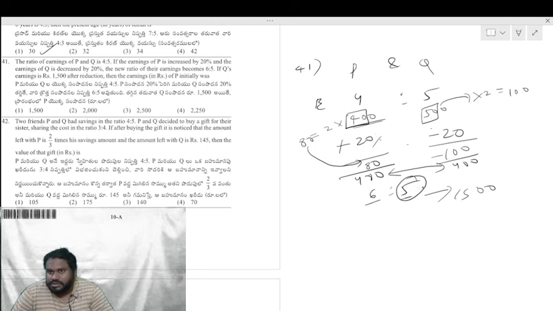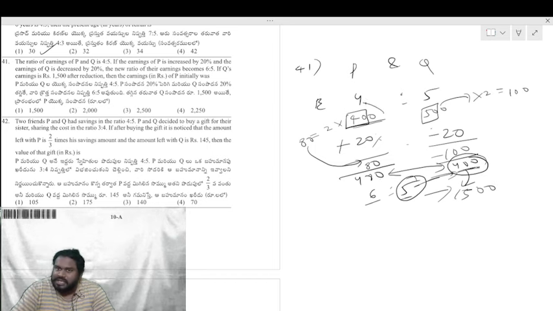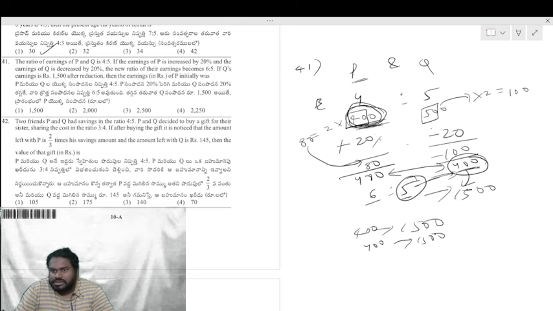Okay. So 5 parts is 400. So the 400 is 1500 after reduction. 400 is 1500. He is asking about again the 400 only. Initially, what is it? P's earning is 400 only, right? We assume it as 400. So what is that 400? This 400 is 1500. That 400 is also 1500. Answer is 1500.